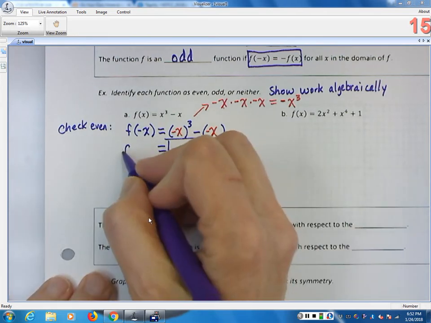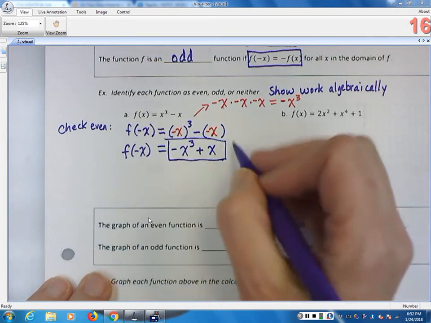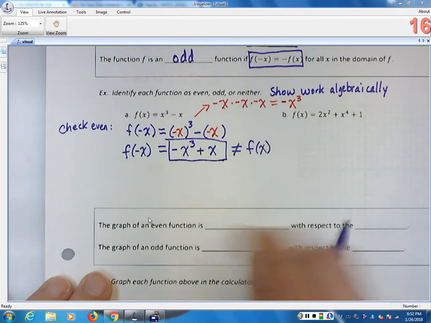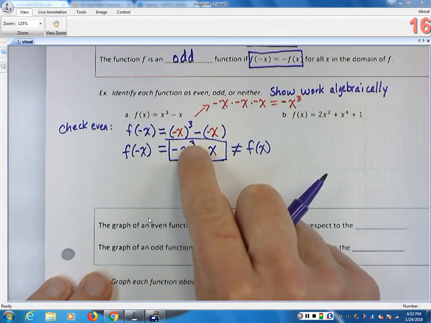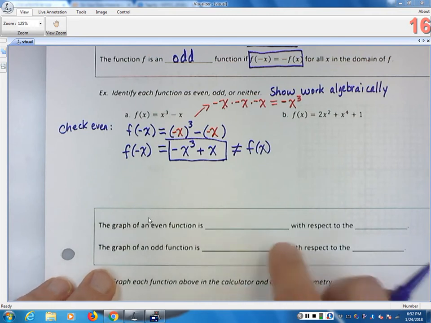All right, we compare this. This is f of minus x. Is this equal to that? It's not equal to f of x, because even though the terms look like they're the same, they have opposite signs. So they're not equal. So it's not even.